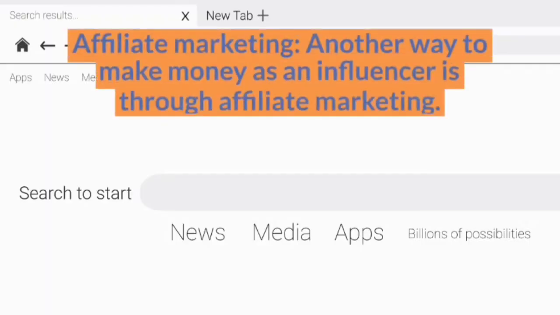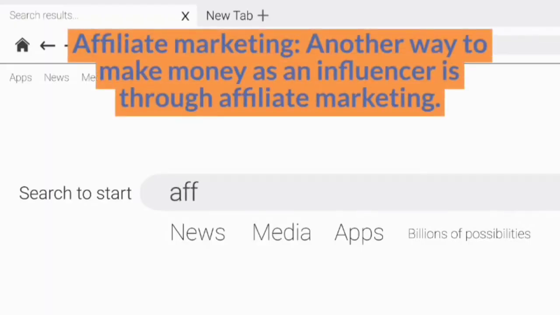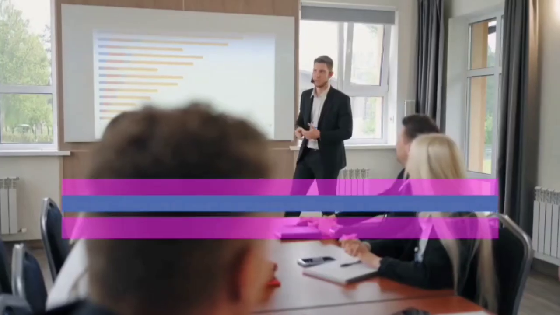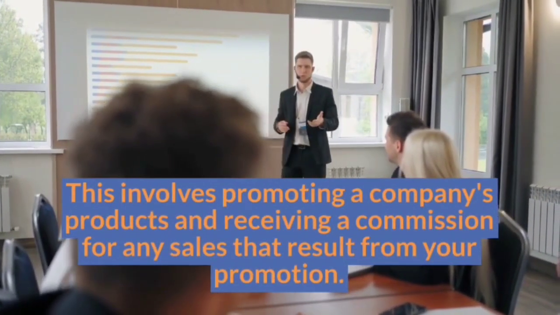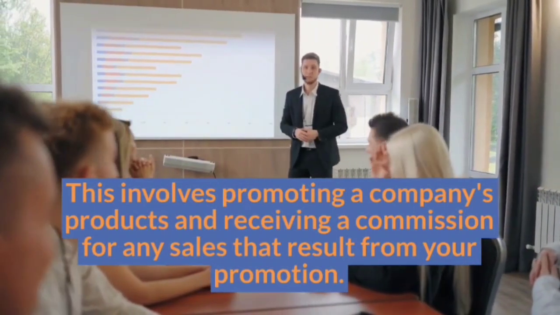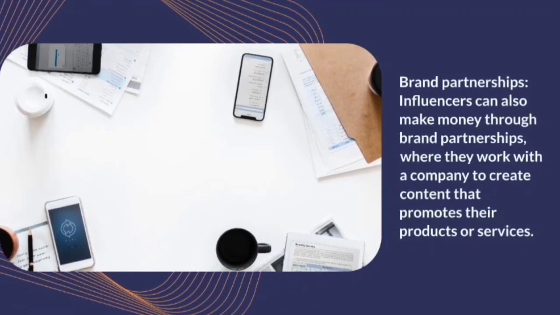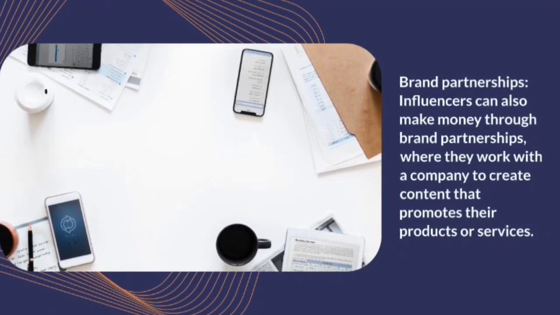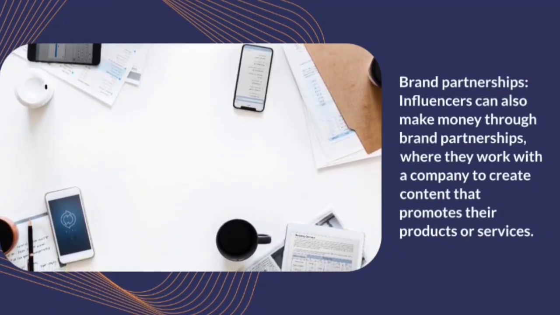Affiliate marketing. Another way to make money as an influencer is through affiliate marketing. This involves promoting a company's products and receiving a commission for any sales that result from your promotion. Brand partnerships. Influencers can also make money through brand partnerships, where they work with a company to create content that promotes their products or services.